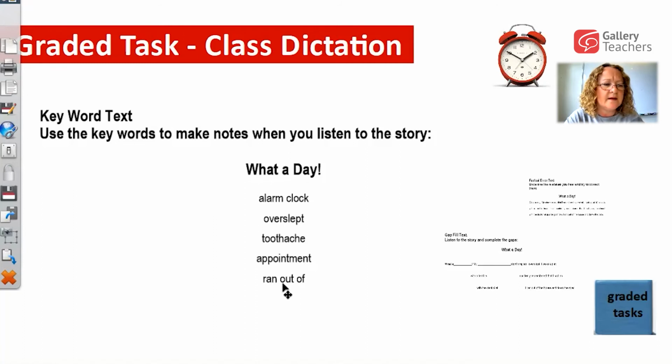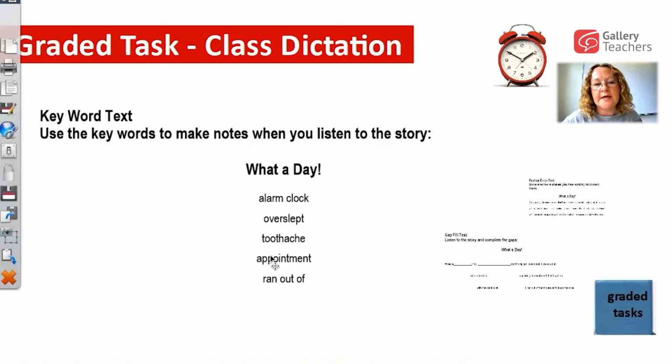What a day. My alarm clock didn't sound, so I overslept. I got up at 9 o'clock with a terrible toothache. I suddenly remembered I had an appointment with the dentist at 9:45. I ran out of the house and down the road.